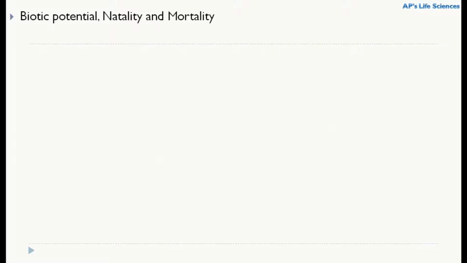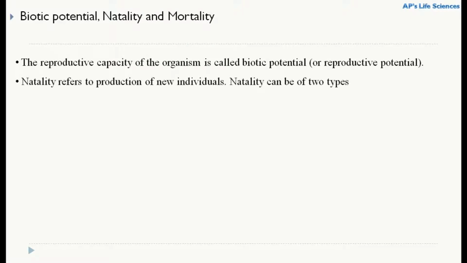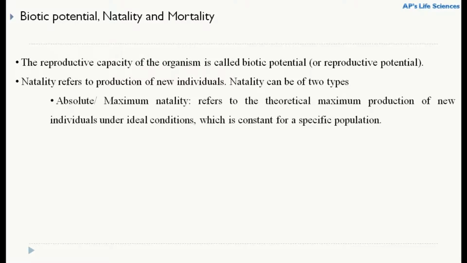Now we can explain different terminologies: biotic potential, natality and mortality. The reproductive capacity of an organism is called the biotic potential or the reproductive potential. Natality refers to the production of new individuals, and this can be of two different types. Absolute or maximum natality refers to the theoretical maximum production of new individuals under ideal conditions. That is, if there is an ideal condition, what is the maximum amount of reproduction? This is the absolute natality, which is constant for a specific population.